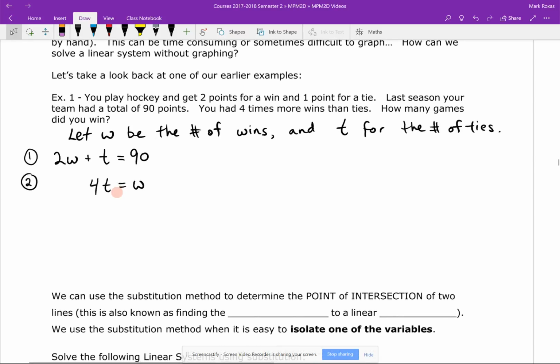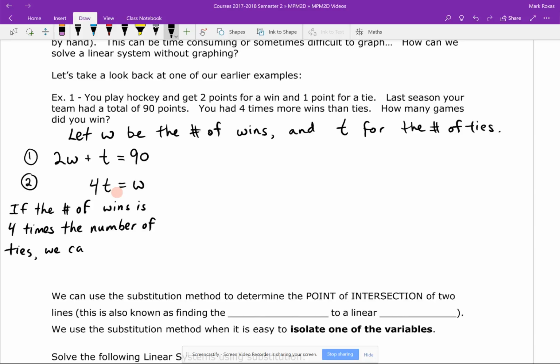So let's write that down here. If the number of wins is 4 times the number of ties, we can substitute, I'm going to underline substitute, 4 times t from equation number 2 for my w variable in equation number 1.